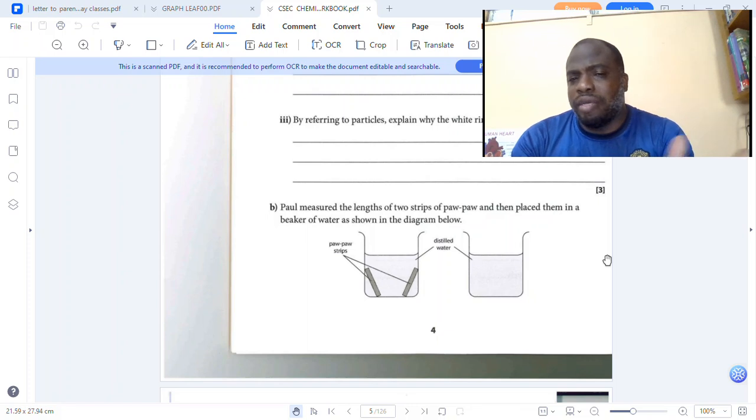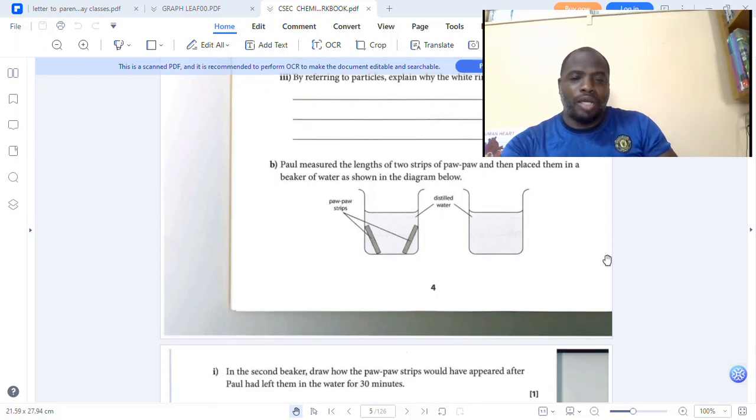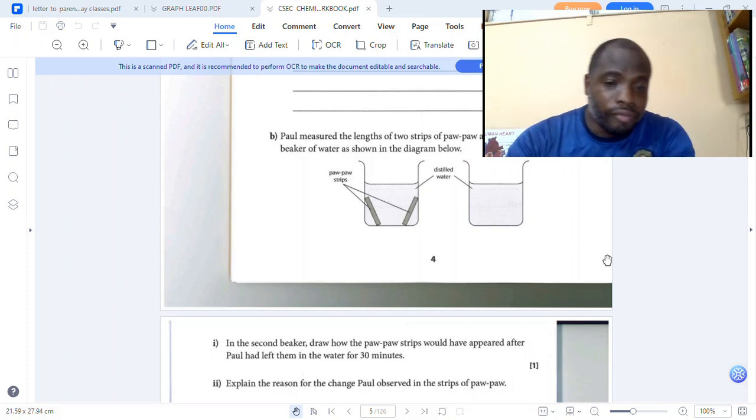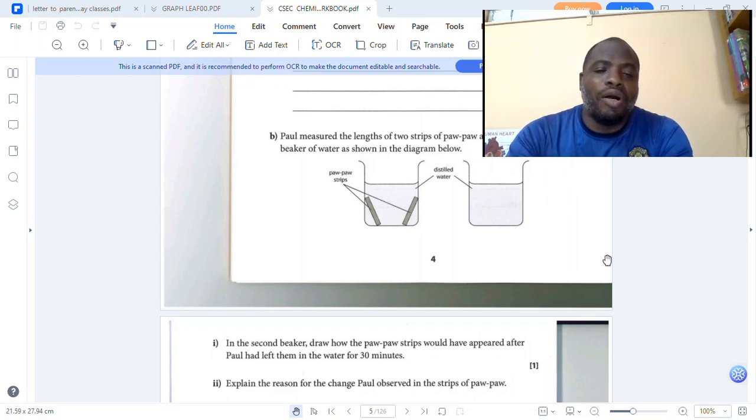And after he cut up the strips of papaya, 2 strips he cut up, he placed them in a beaker of water as shown in the diagram below. So Paul, Paul is a scientist, you know. Watch what they asked Paul now. It said in the second beaker, you're asked to draw how the papaya strips would have appeared after Paul had left them in the water for 30 minutes. So Paul went about his business for 30 minutes. What do you expect these papaya strips to look like after 30 minutes?